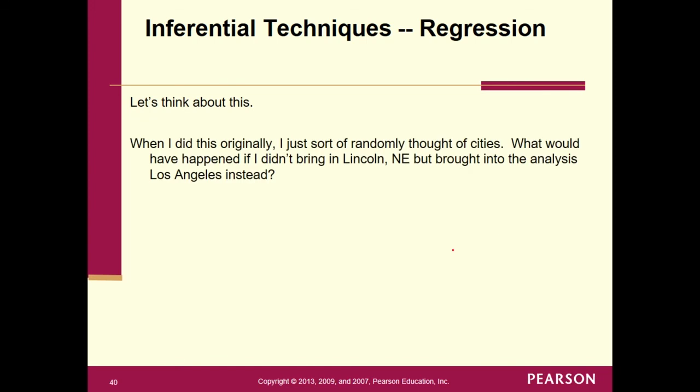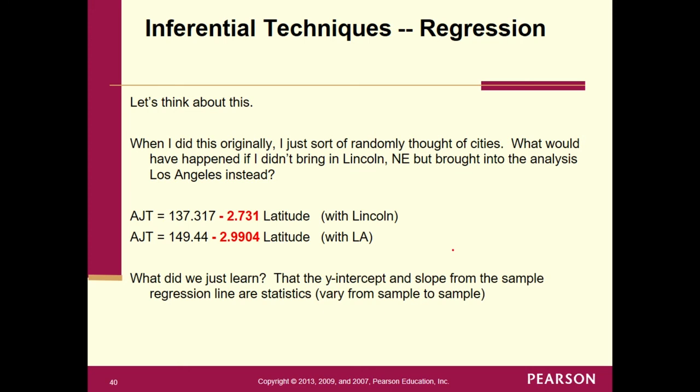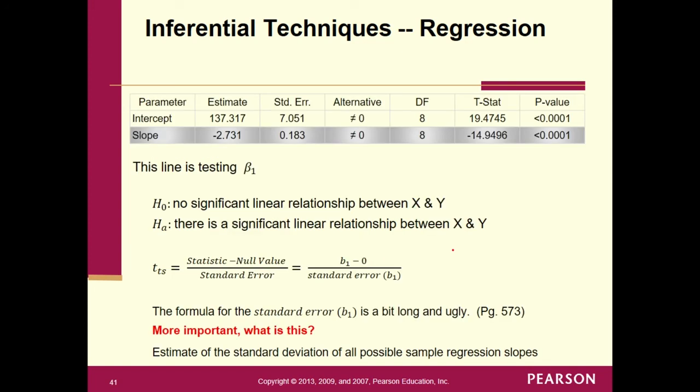So remember when I had originally Lincoln, then I replaced it with LA, and then I got two different sample slopes. Okay, and so we just learned that the sample regression line will produce different y-intercepts and slopes, depending on which cities you brought into the sample, right? So the sample regression line varies from sample to sample, all right? That means the y-intercept and slope vary from sample to sample. So this is the estimate of the standard deviation of all possible sample regression slopes, okay? So that's what this guy is down here.